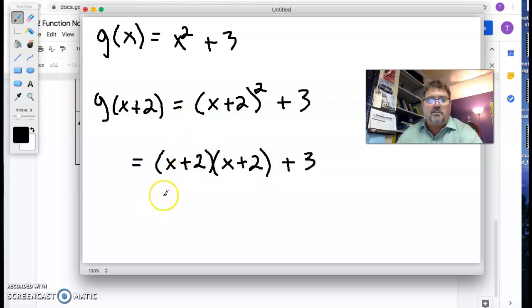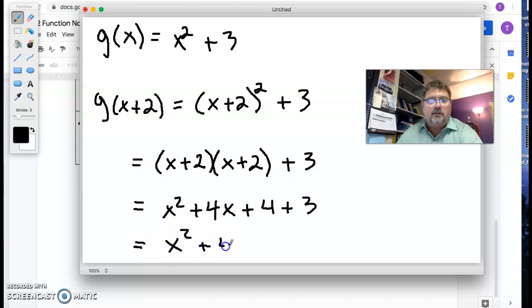A lot of you could probably square that without doing this step right here, but I'm going to show my steps. So when we multiply this out, we get x squared plus 2x plus 2x, which is 4x. Combine that in your head to speed up this process. And then 2 times 2 is 4. And you still have your plus 3 there. So ultimately, we get x squared plus 4x plus 7. And that's how that one works.